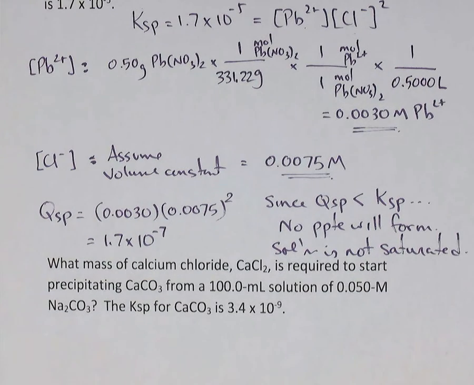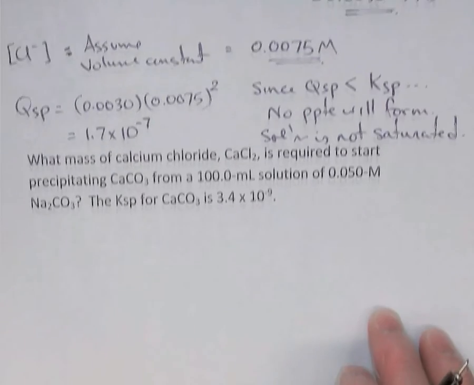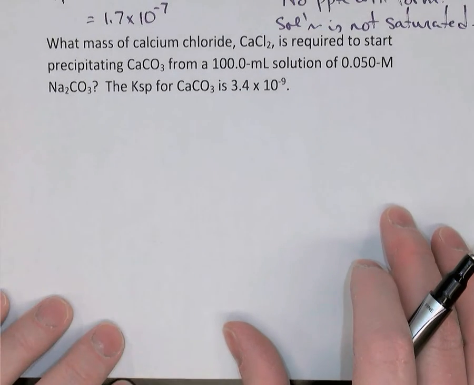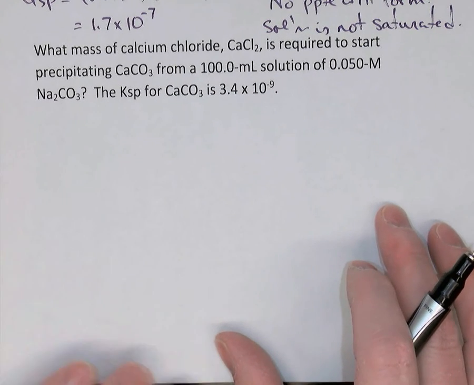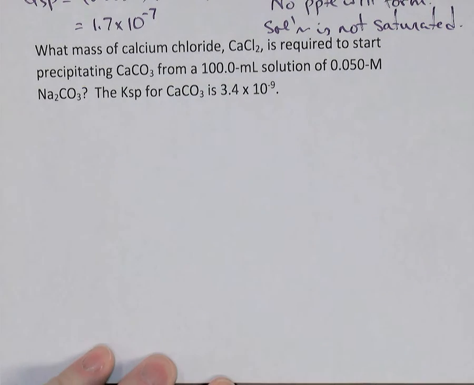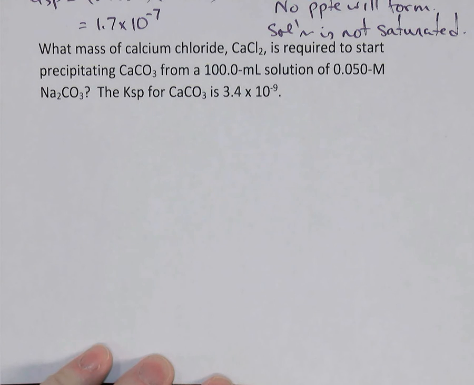Okay. All right. The third problem is a little bit different. Pause the video and see if you can figure out how it's different. So what mass of calcium chloride do we need to start precipitating calcium carbonate from a 100 mL solution of 0.05 molar sodium carbonate? And we have the Ksp for calcium carbonate.